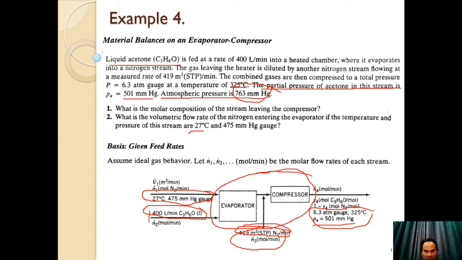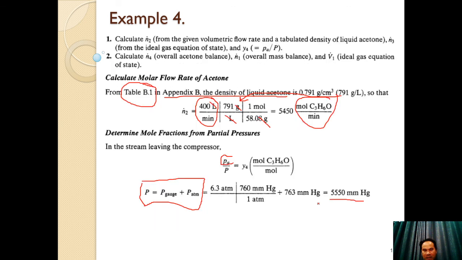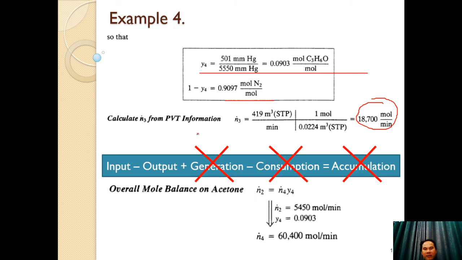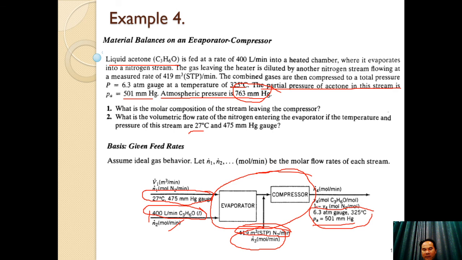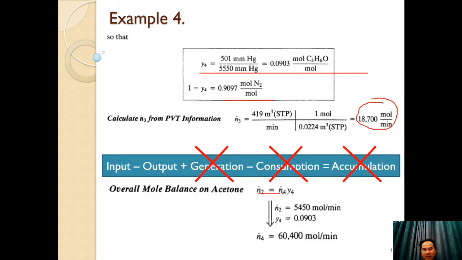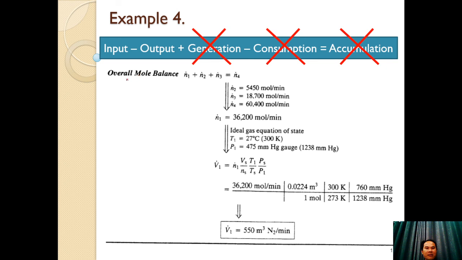The overall balance of acetone. Acetone feed is N2. Acetone out of the system is N4 multiplied by Y4. We have no reaction, no generation, no consumption. For this case, we assume steady state process. Flow in and flow out are equal. Input acetone is N2. Output acetone is N4 multiplied by Y4. You know N2, you know Y4. You can calculate N4.